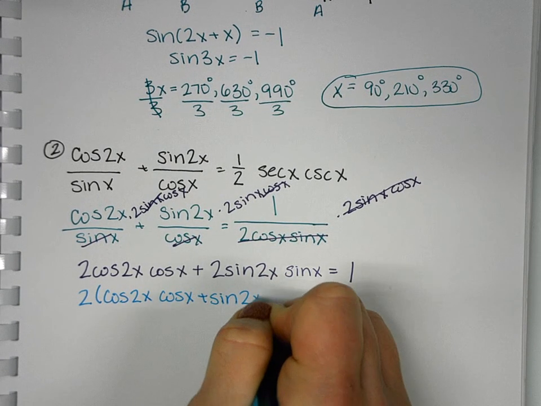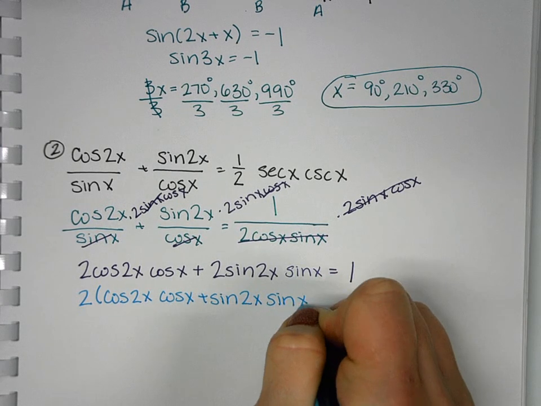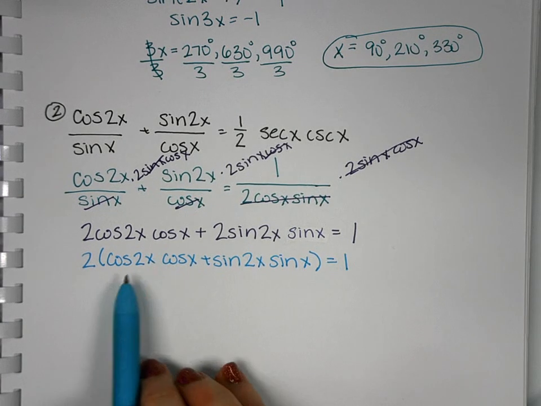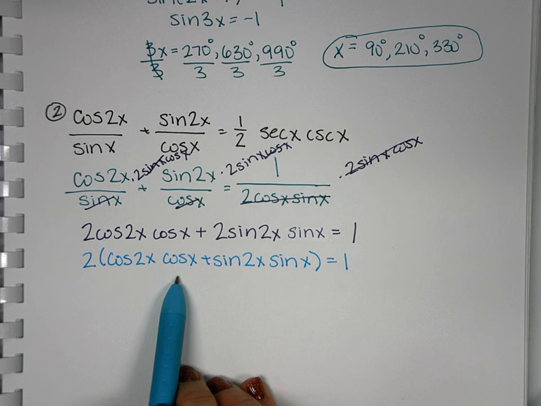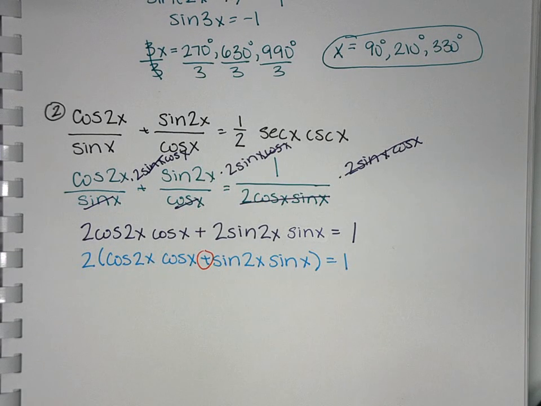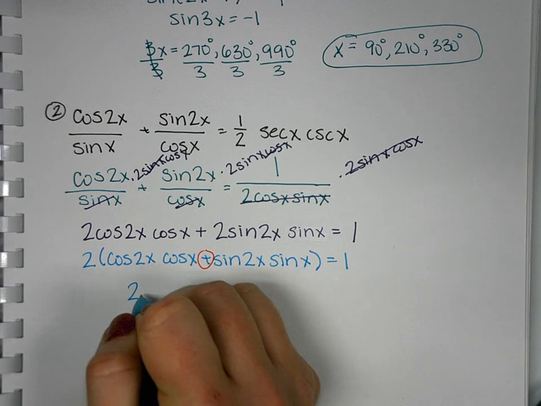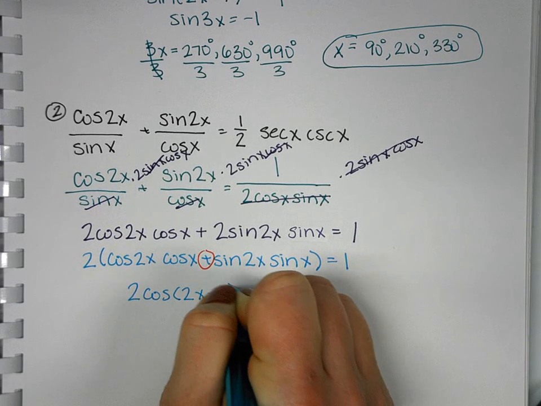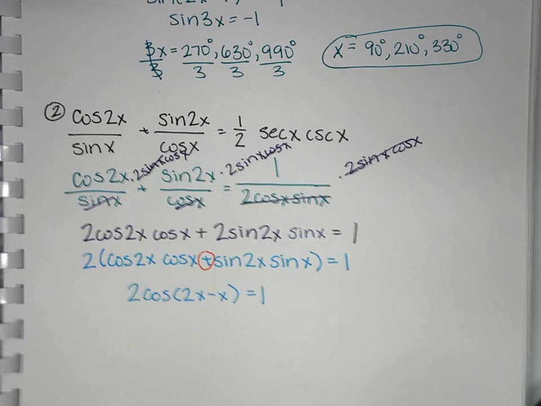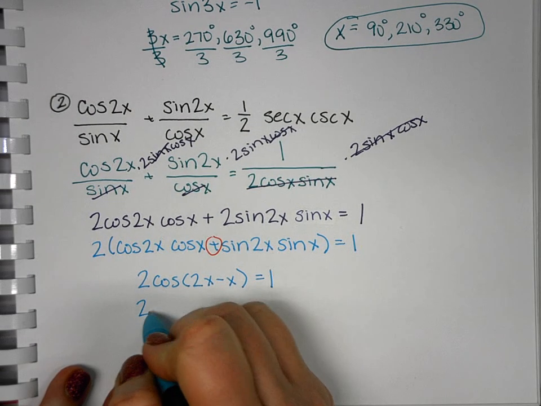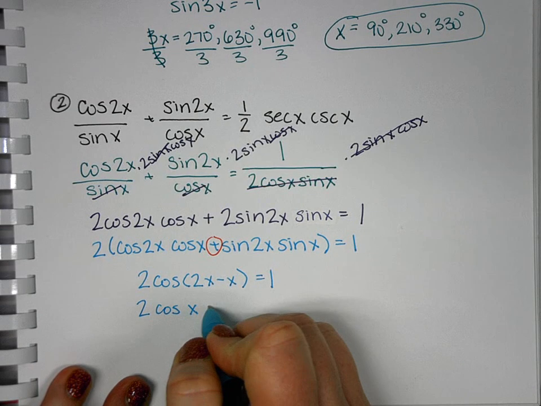And I want to see, does it match one of my angle addition formulas? And when I look at it, I go, yeah, it matches my cosine. And then I look at this, and it's going to actually end up being subtraction, because remember, the cosine rule is the opposite sign. So I can write this as 2 cosine of 2x minus x. Well, 2x minus x, I can combine that to just be cosine x.